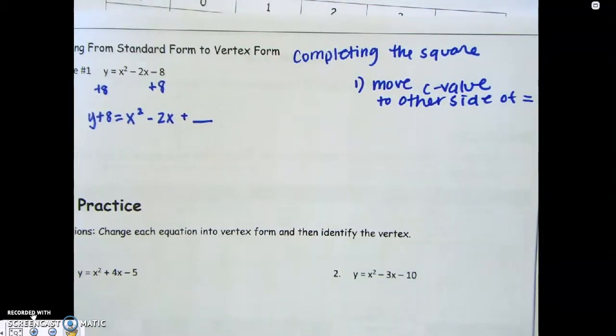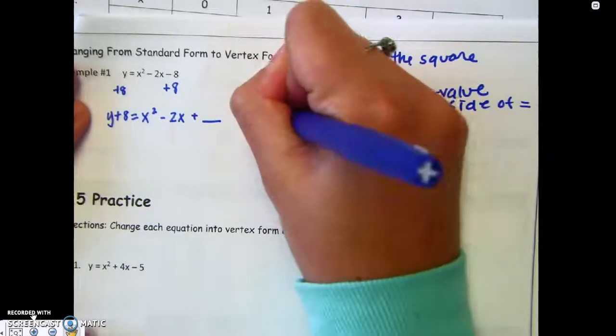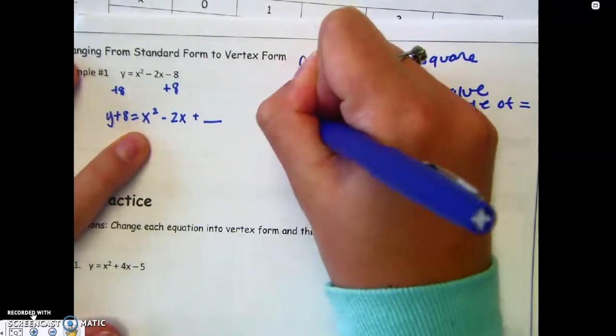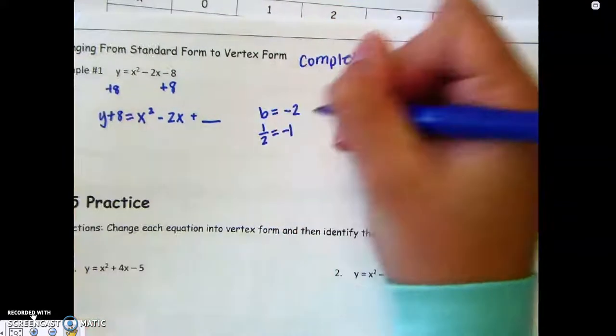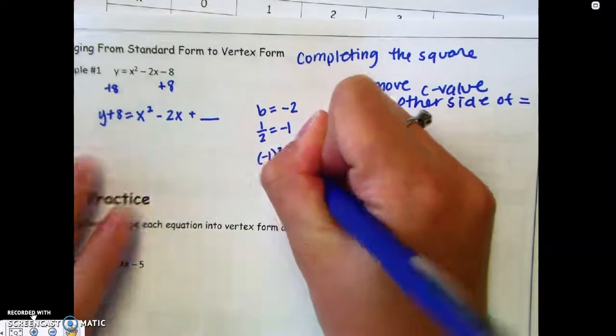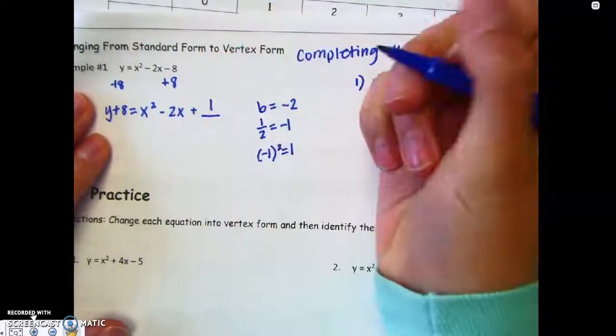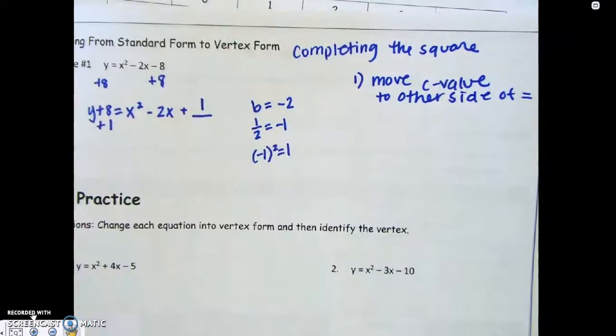Remember, when we complete the square, we're trying to find the perfect square trinomial. So I'm going to take my B value, which in this case is -2. I'm going to take half of that number, which is -1, and then I'm going to square -1. That gets me +1. So I need this number here to be 1. If I add 1 to this side, I definitely have to add 1 to that side.